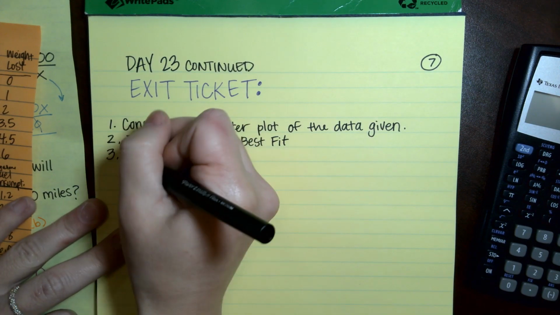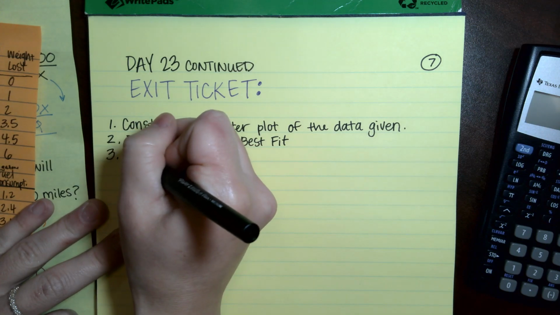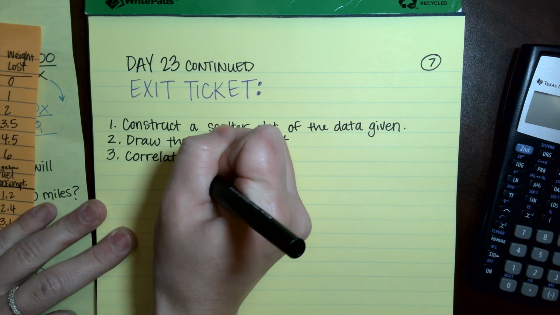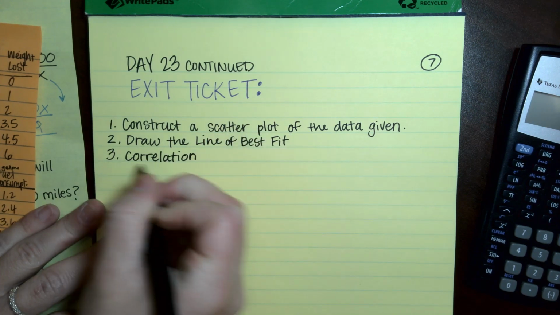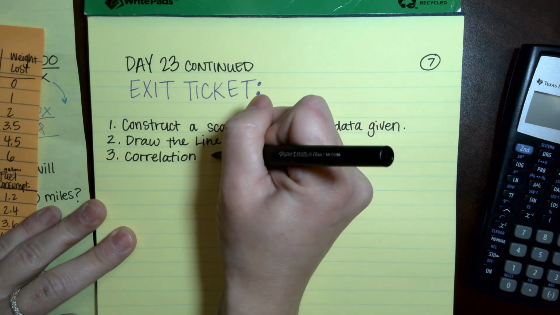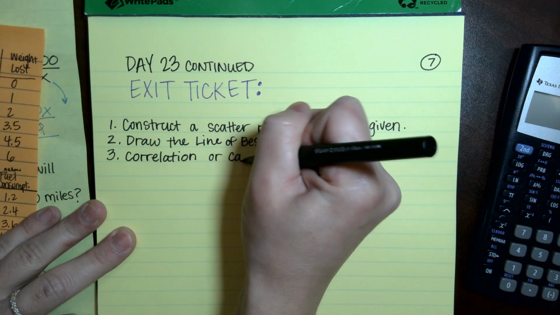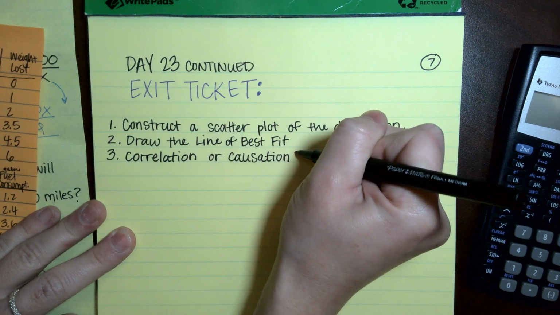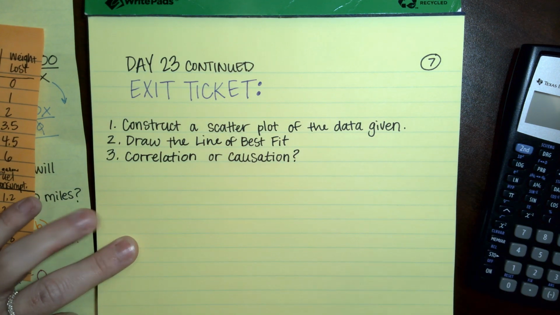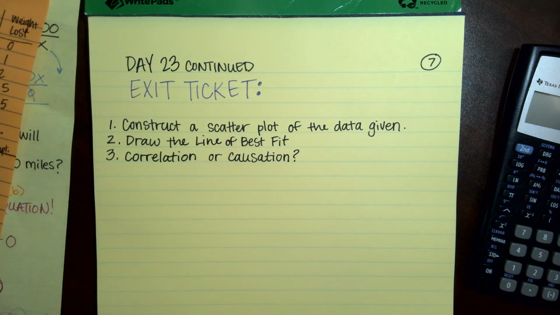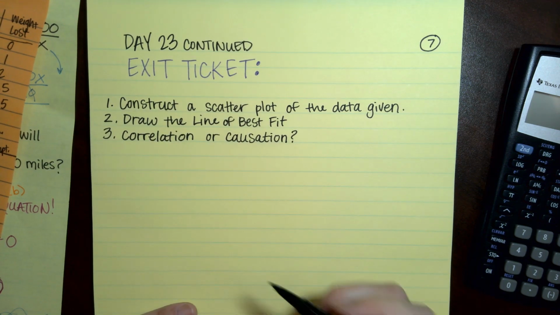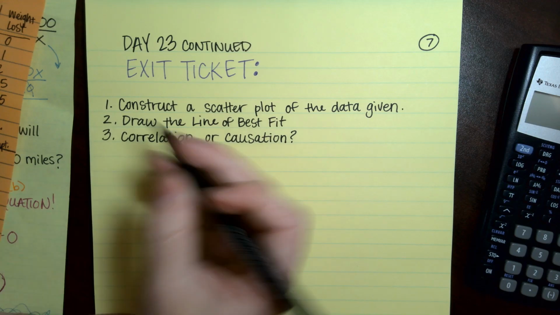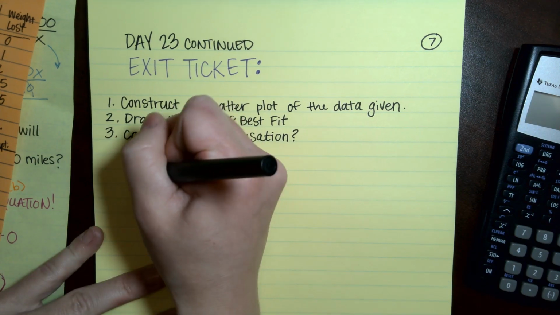What are you able to assume given the information that we have put in front of us? So I want you to tell me if there's just correlation there, or if there's also some causation to go along with it. Okay, so I know this is a little more steps than our exit tickets normally are, but I want to see what you guys have got going on here.